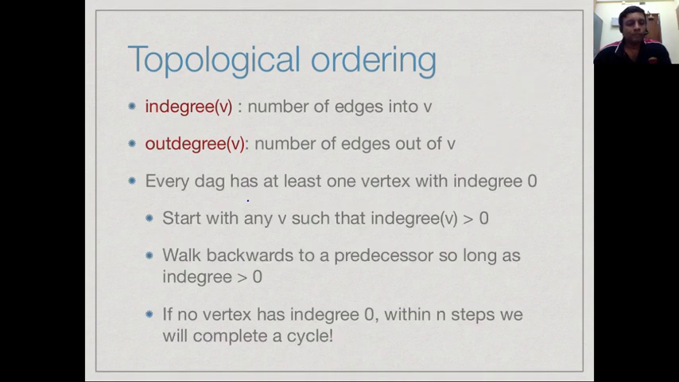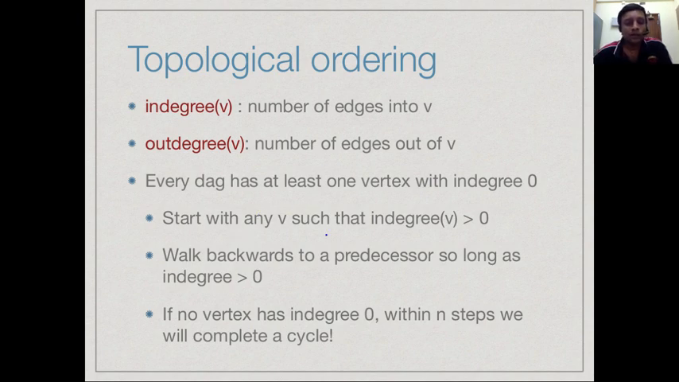So our first claim is that every DAG has at least one vertex with in degree 0. In terms of our example, a vertex with in degree 0 is something which has no dependencies. It doesn't depend on anything. There's nothing pointing into it. Now, how do we prove this?